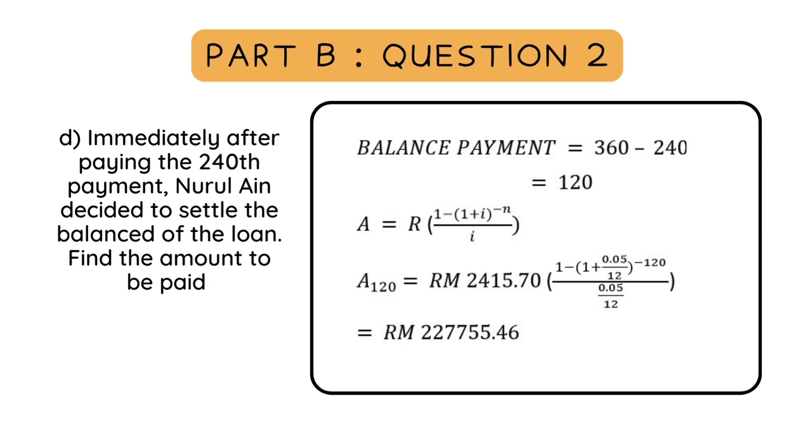Question D. Immediately after paying the 240th payment, Nurul Ain decides to settle the balance of the loan. Find the amount to be paid. Balance payment is 316 minus 214 and we get 120.